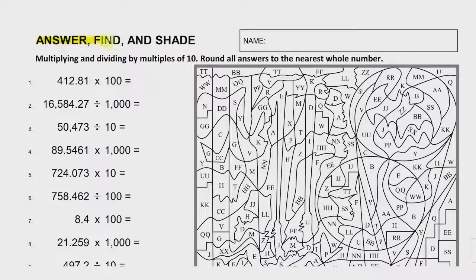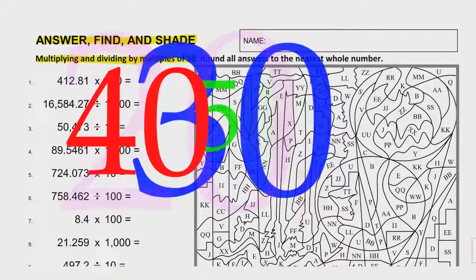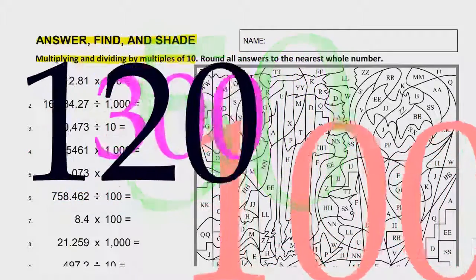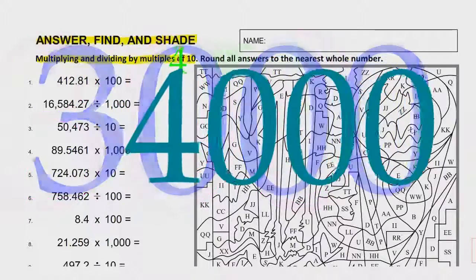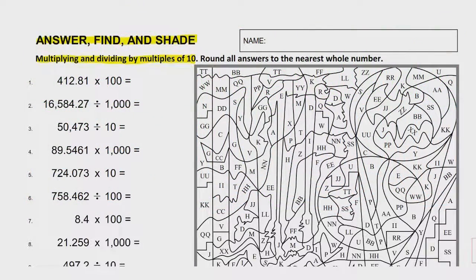Working on an answer, find, and shade worksheet that's covering multiplying and dividing by multiples of 10. And if you didn't know, multiples of 10 are like 10, 20, 30, 40, 50, 100, 120, 300, 3,000, 4,000, 4,500,000. Basically, it's anything that ends in a zero. We're going to be working on multiplying and dividing by multiples of 10.